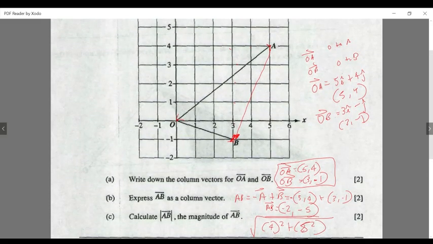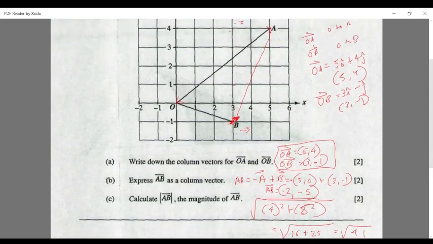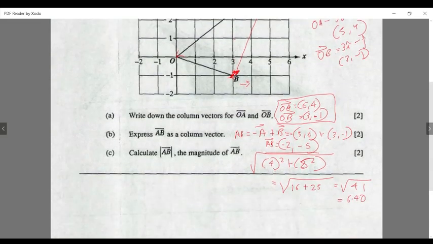Similarly, you can just count it, and you should get the same thing. So start at A: negative 1, negative 2 in this direction, and then 1, 2, 3, 4, 5 down. So 2 in the negative x direction, 5 in the negative y direction: negative 2, negative 5. Calculate the magnitude of the norm of AB.